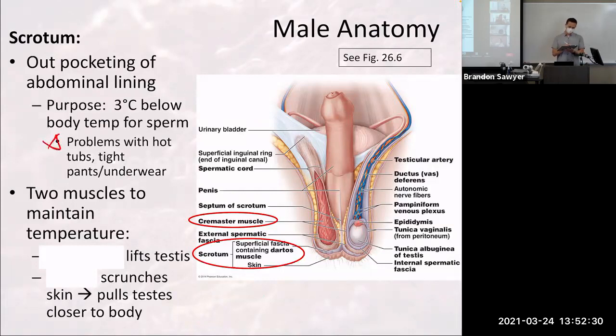Okay, and this is where tight-fitting pants or hot tubs or different things like that can lead to fertility problems in some cases. There are 2 specialized muscles that aid in this process. The first one is called the cremaster muscle, shown right here, and that lifts the testes up closer to the body when the body gets a little bit colder. And secondly, there's the dartos muscle that takes the skin of the scrotum and pulls it closer to the abdomen as well. Both of those muscles act in conjunction with the temperature and can pull the testes closer to try to maintain the proper temperature.